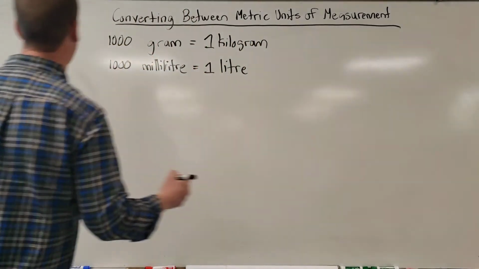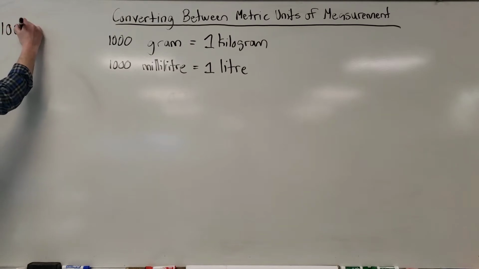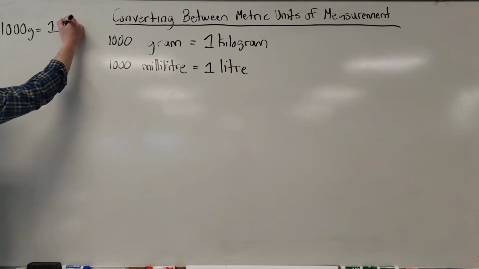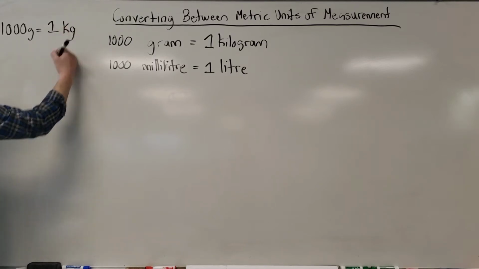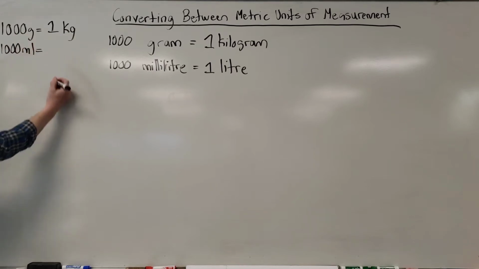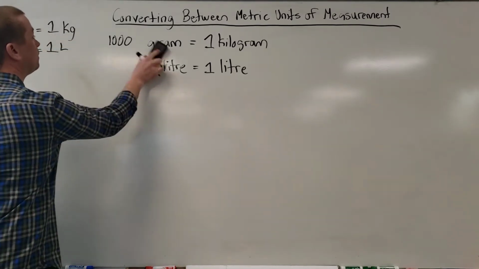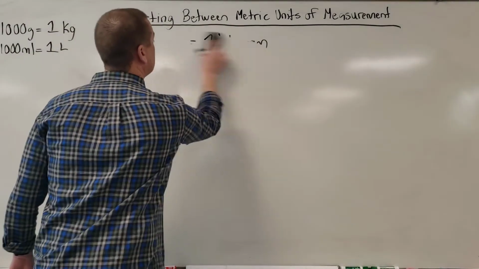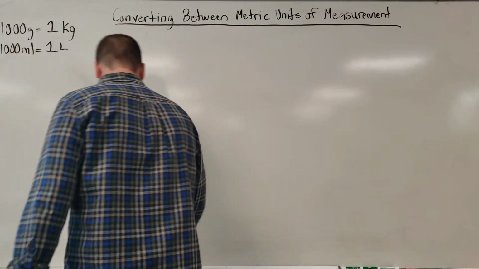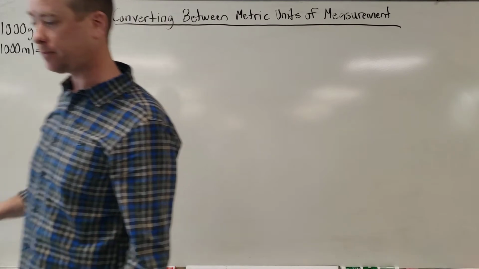So I'm going to write this up here in the corner just for you to see for after. And we're just going to shorthand. And then 1,000 milliliters is equal to 1 liter. So I'm going to erase this. Okay, and again, we're going to keep on referencing this relationship as we go through here.